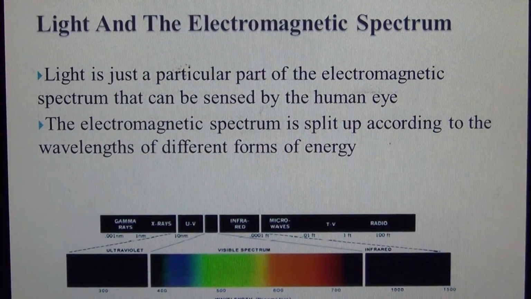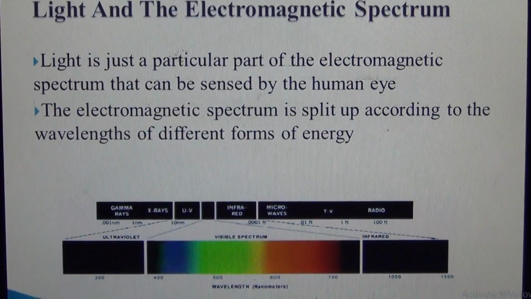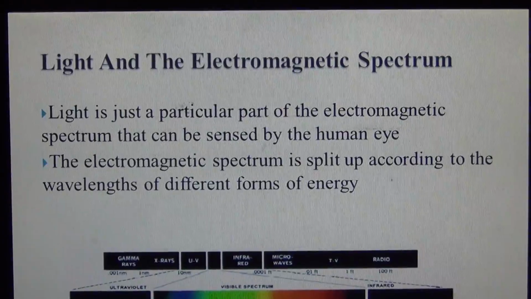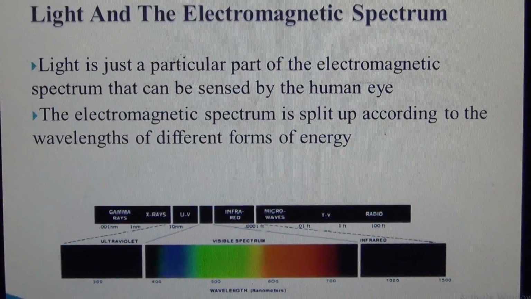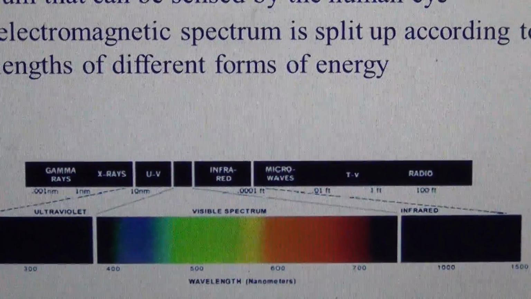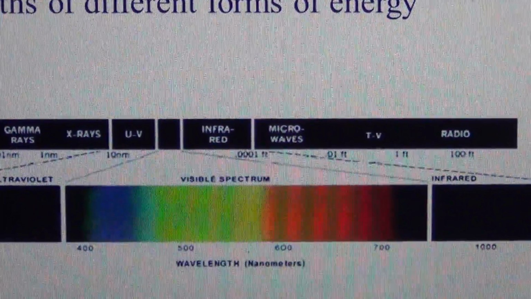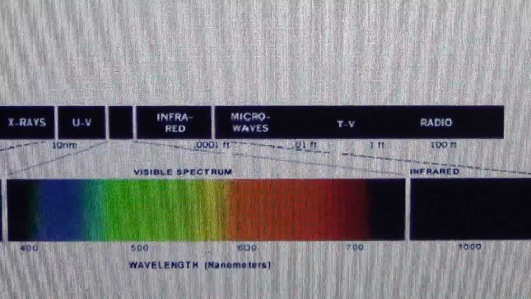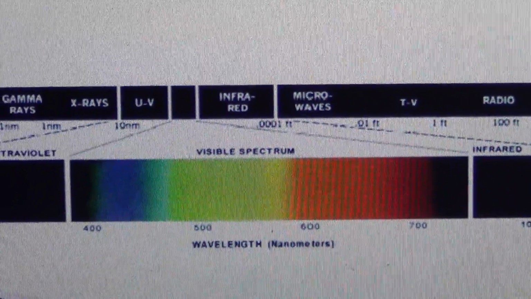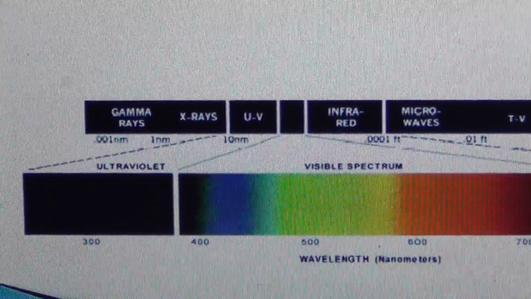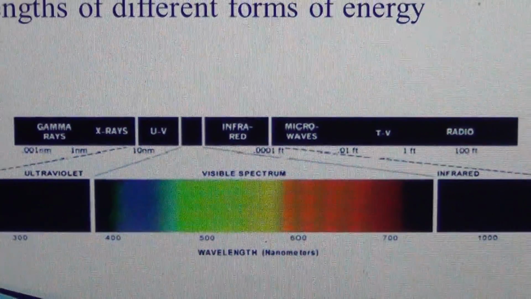How is visible light situated in the electromagnetic spectrum? The visible light is only a small part, as we can see in this diagram. The visible light is between the UV and infrared, whose wavelength is very small, and the human eye can only see this visible portion of the electromagnetic spectrum. Light is just a particular part of that spectrum that can be sensed by the human eye.